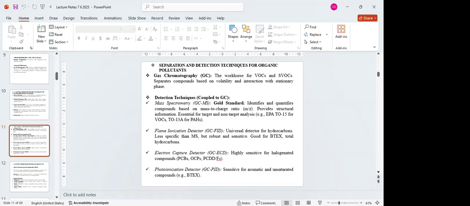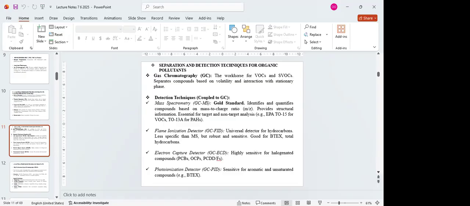And for the GC ECD, it is highly sensitive. It's a highly sensitive material. And one would tailor it down to the halogens or the halogenated compounds, PCBs, OCPs, PCDD/Fs.